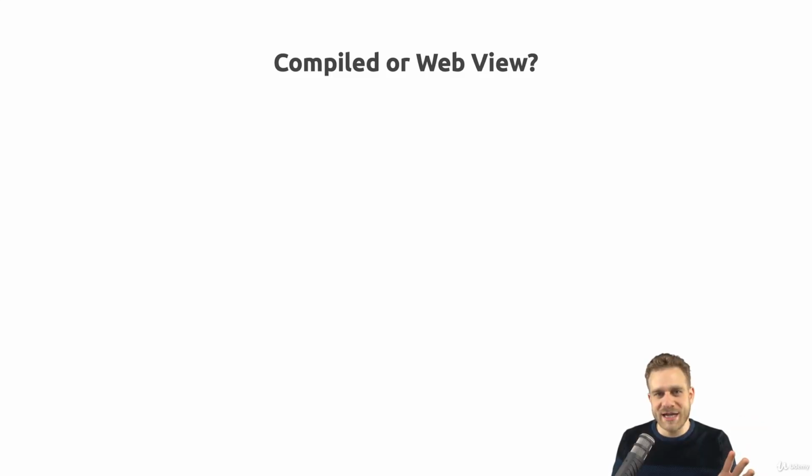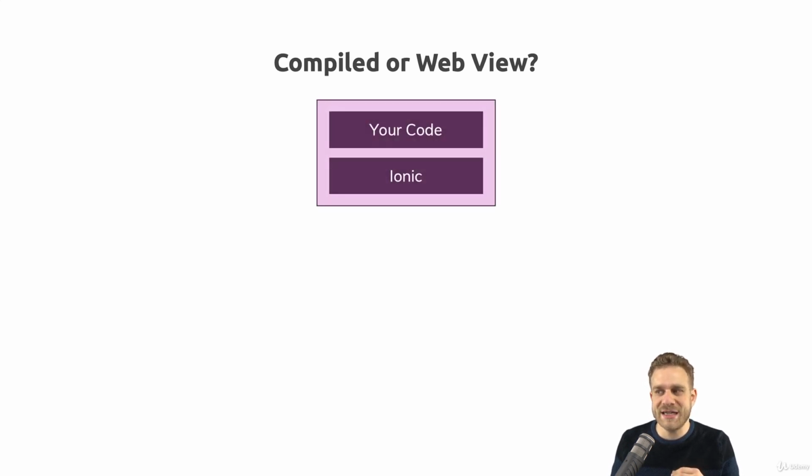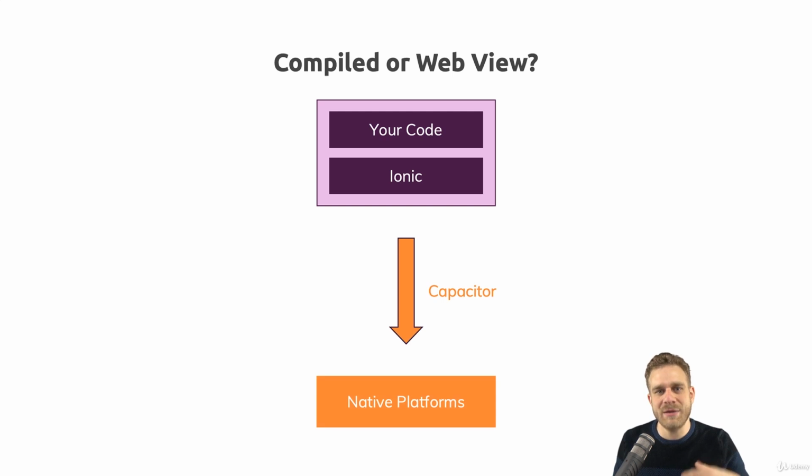Now we're nearing the end of this module. There's just one important thing to know about mobile apps built with Ionic. If you're building such a mobile app, as I mentioned, in the end what we get is our code, our Ionic app, which with tools like Capacitor or Cordova is made available as a mobile app for these native platforms, so for Android and iOS. And now we have two common ways of making that happen.